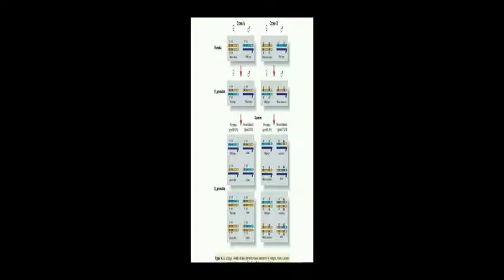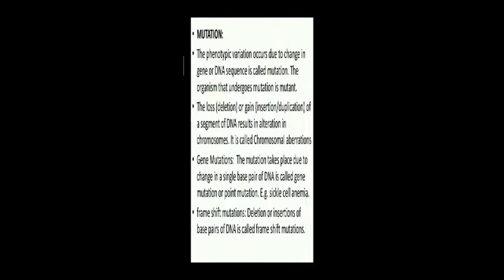Now, we will start with the new topic, and that is mutation. Mutation is a sudden, stable and inheritable change in genetic material or DNA sequences of an organism. The organism which undergoes mutation is called mutant. The chemicals and physical factors that induce mutations are called mutagens. Example, UV radiations. Mutations are of different types like gene mutations and chromosomal mutations.